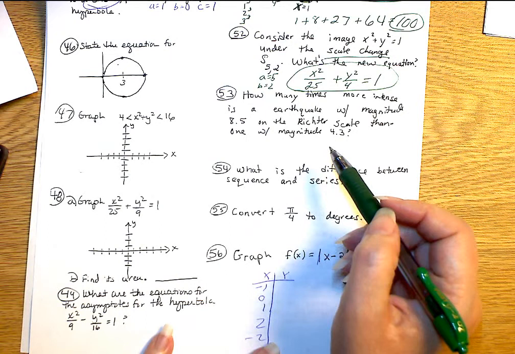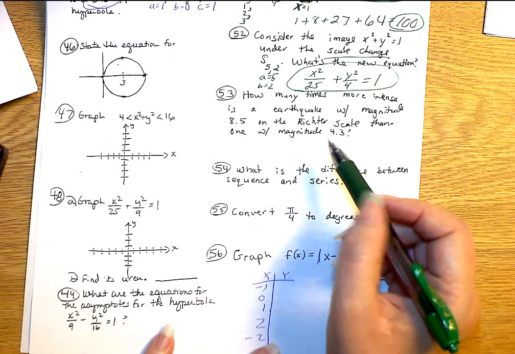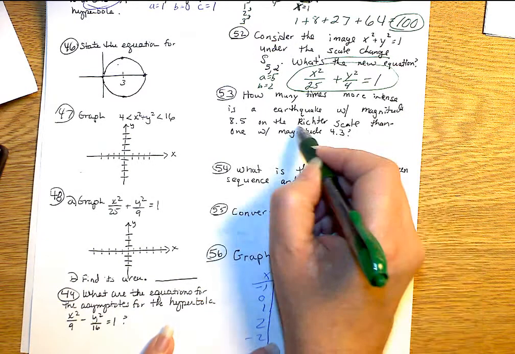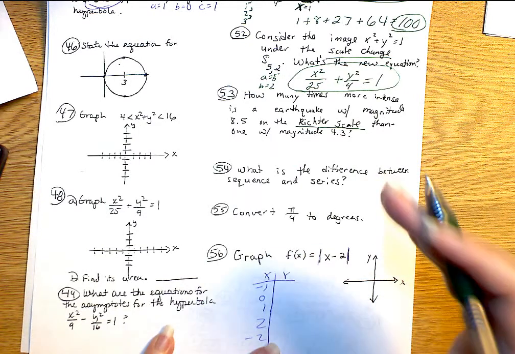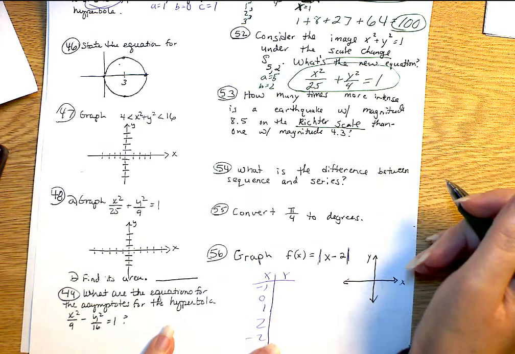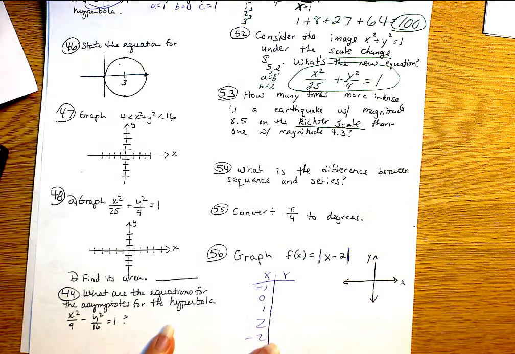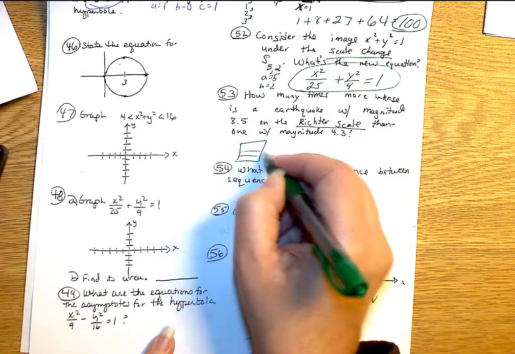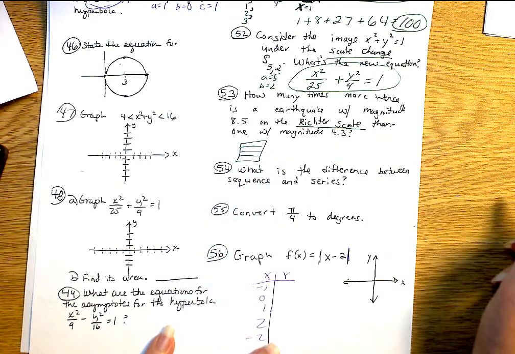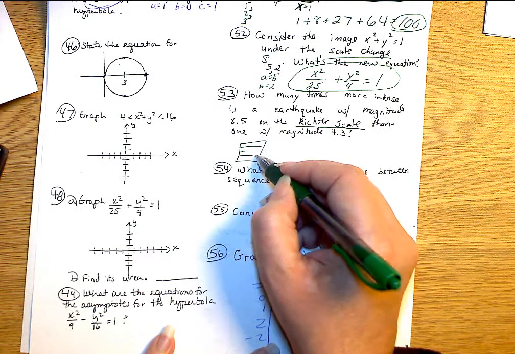A Richter scale. If you have a Richter scale, what are you talking about? What does a Richter scale deal with? Magnitudes, but what's the scale? Does anybody remember what it goes up by each time? Remember, a Richter scale kind of looks like this, and when we were talking about it in the book, it goes up each time by what?